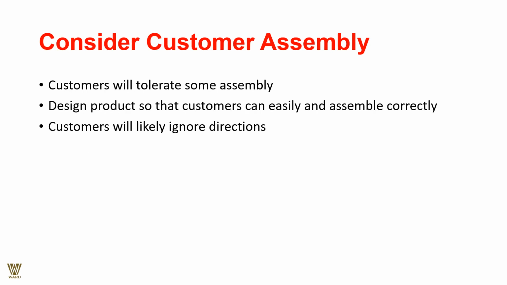So consider customer assembly. There are certain things which we can allow the customer to fabricate and assemble, be a part of the assembly process. Customers will tolerate some assembly on their own, so design products so that customers can easily assemble a lot of products correctly. Customers can or will likely ignore directions. These are things that go around it.